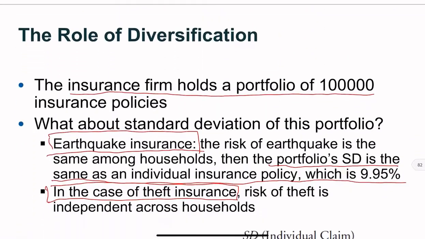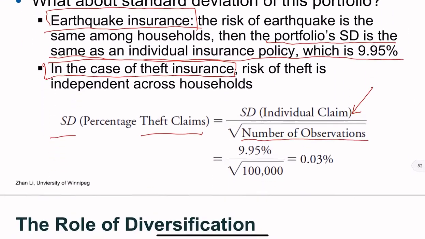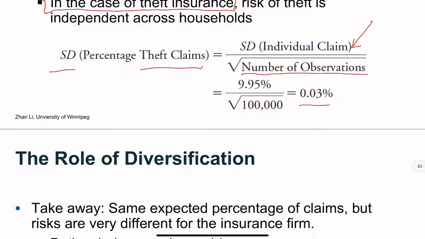Okay. So in this case, it implies that the standard deviation of the theft claim equals the standard deviation of an individual claim divided by the square root of the number of insurance policies. And we have 100,000 households. So we should use 9.95% divided by the square root of 100,000. So this gives us 0.03%.